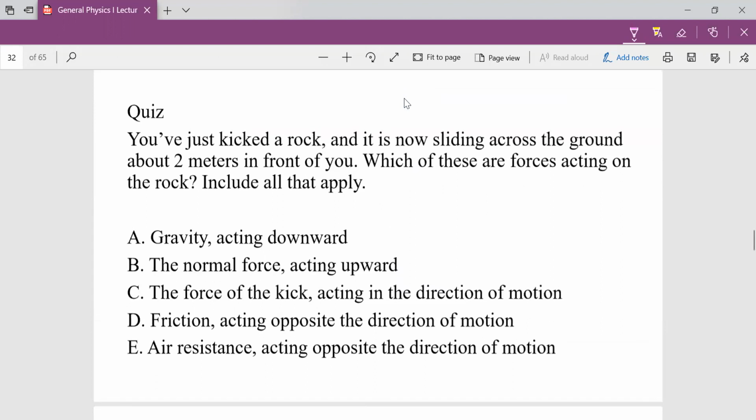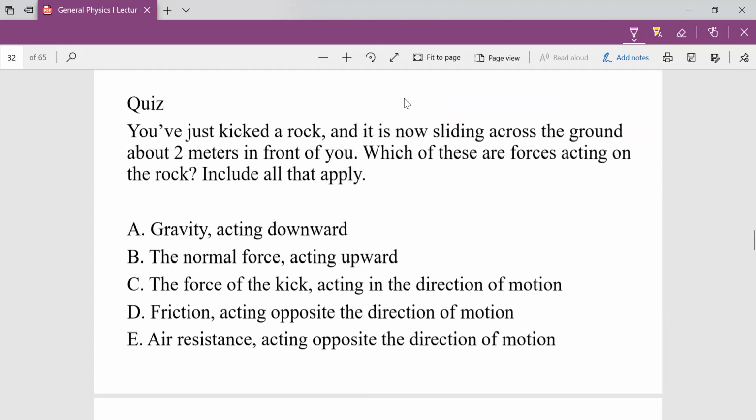Okay, so let's take this before we go to the next one. You have kicked the rock and it is now sliding across the ground about 2 meters in front of you. Which of all these forces that we've listed in the options is acting on the rock? You're going to have more than one answer, so it's not just one option. That's why we said include all that apply.